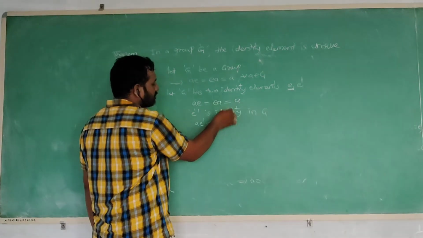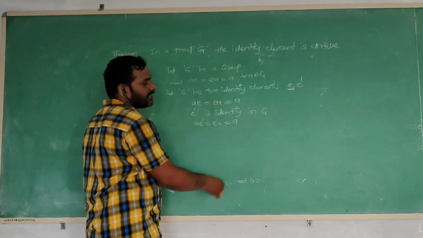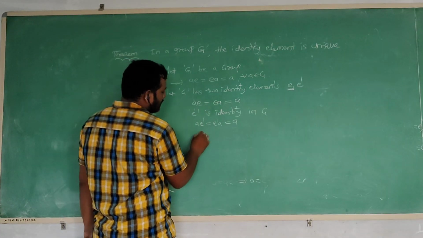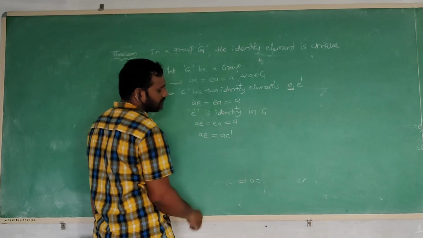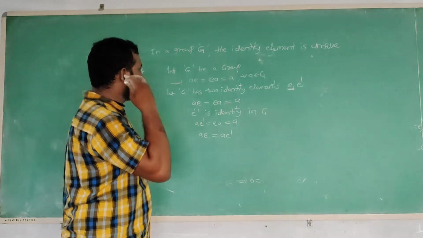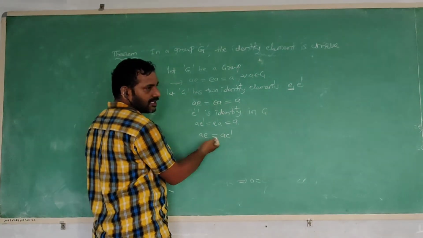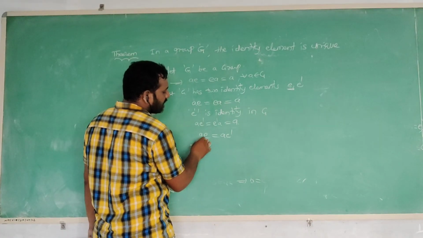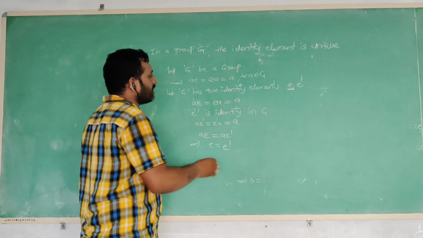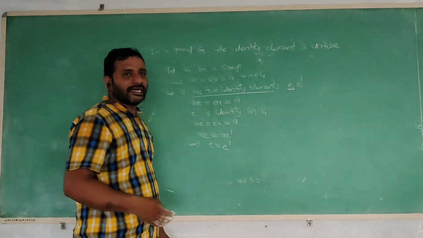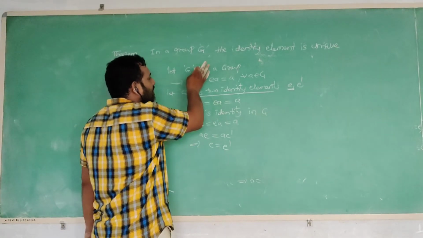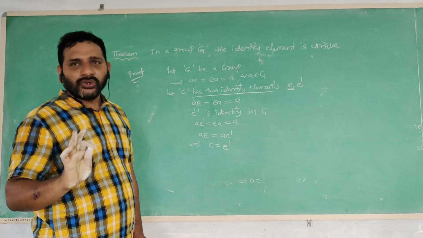From these two conditions, the right side element is the same. That's why, according to this, we can write AE equals AE dash. By cancellation law, we can say that E equals E dash. So if G has two identity elements, then they are equal. Therefore, we can say that in a group G, the identity element is unique.